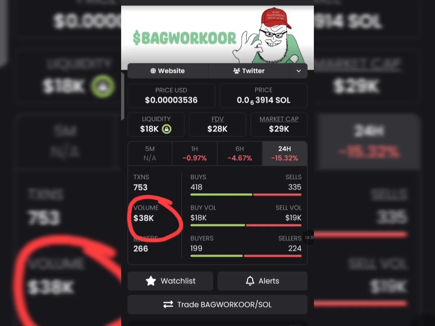Apart from the volume, you still need to pay attention to the community. For a coin that is still alive, the community must be active. You know that community is meme coins.